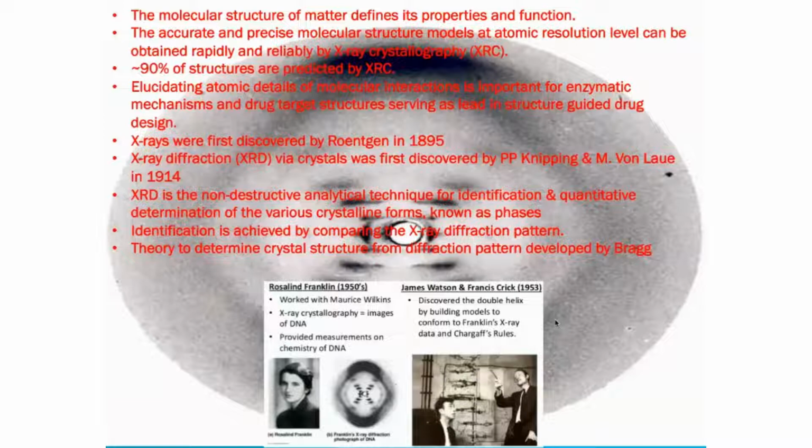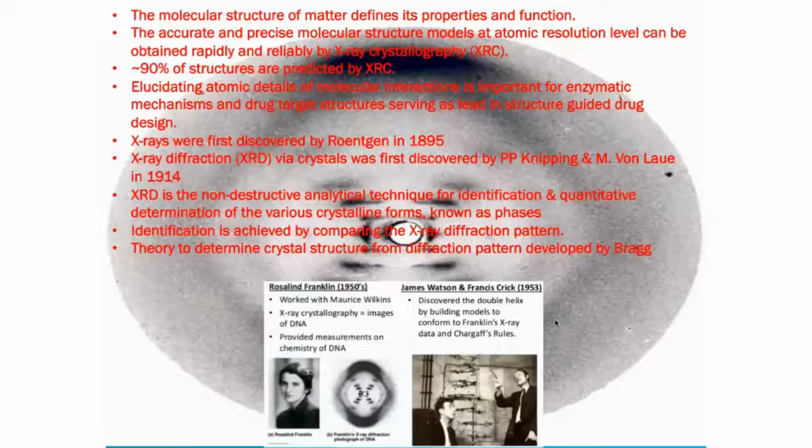Now, it is important to understand why we need atomic resolution or molecular structures. Accurate and precise molecular structure models at atomic resolution are obtained rapidly and reliably by X-ray crystallography. Identification is done when X-rays are shone upon the crystals of proteins or any kind of macromolecule, and we get a diffraction pattern out of it.